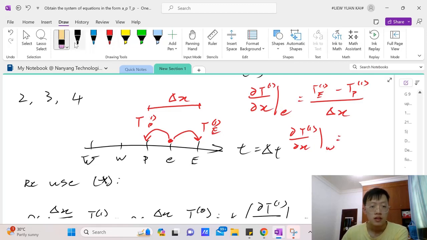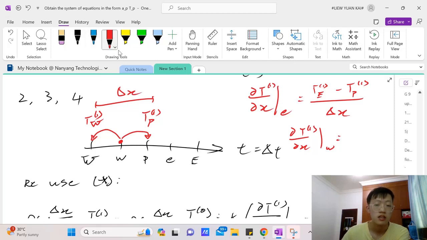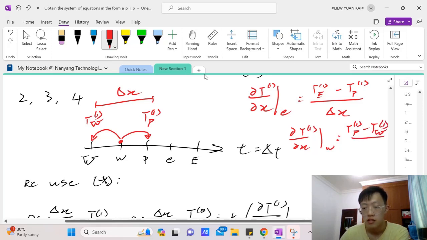Then we also have to find the same thing but at the west. Now if you want to evaluate this derivative at west, we stand at west, take immediate right minus immediate left divided by the segment. So the immediate right is T_P but occurring at the future, and the immediate left is T_W occurring at the future. Then this segment is the same thing, delta x. So we have T_P minus T_W over delta x.